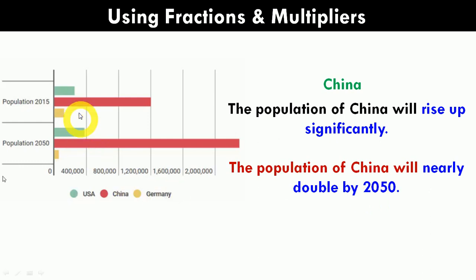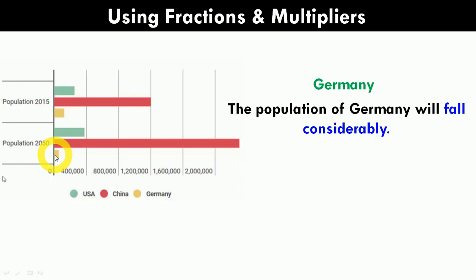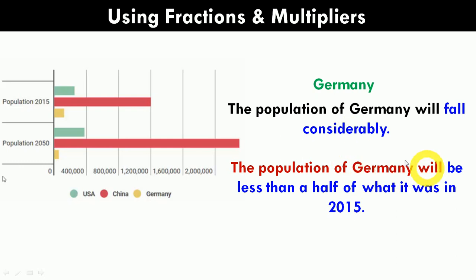Now in case of Germany, we observed that it becomes half. So the population of Germany will fall considerably. Now instead of using fall considerably, we have to be specific. So the population of Germany will be less than a half of what it was in 2015. Whatever the number was in 2015, in 2050 it will become half of that. So we have used three different formats. Even when we want to be specific about the details, we have different formats. So for Germany, China and USA, we have seen how to use fractions and multipliers.